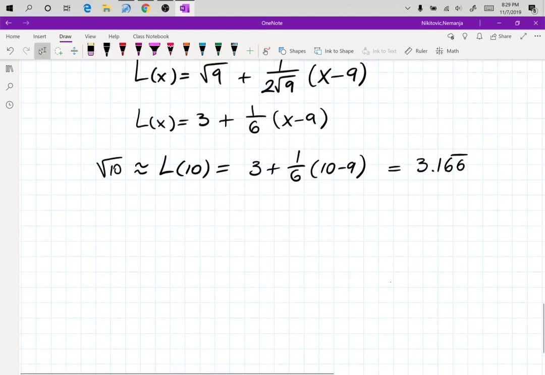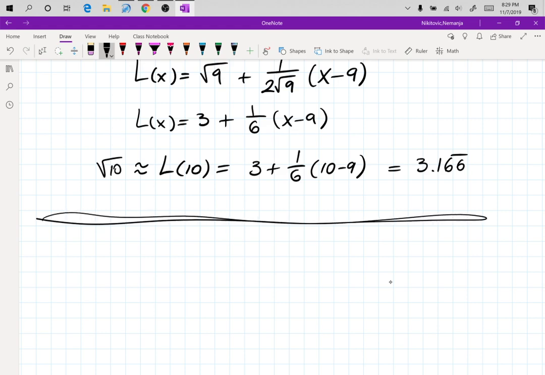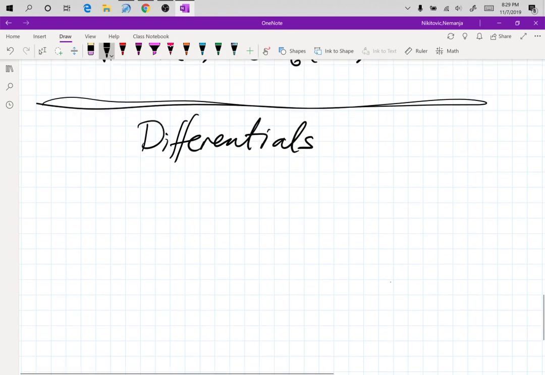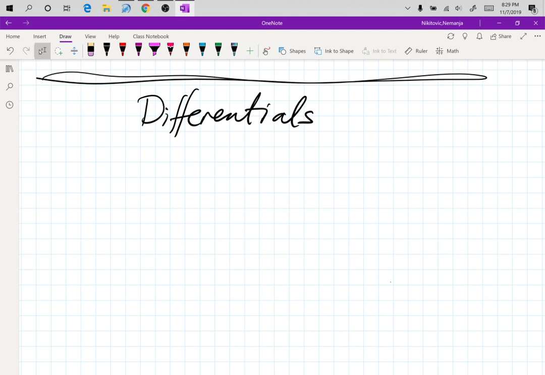So that was part 1 of the lecture. In the last 20 minutes, we are going to talk about differentials. Differentials are really cool. They are going to give rise to integration and other stuff, differential equations, separation of variables, and so on.